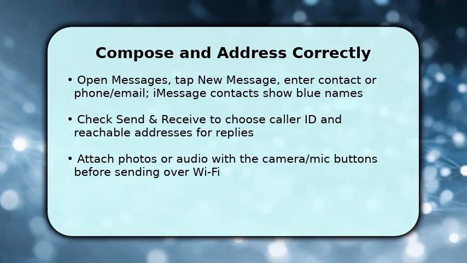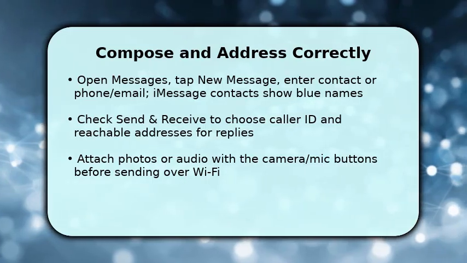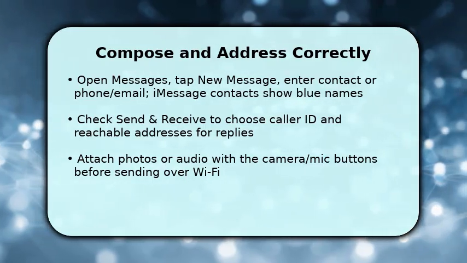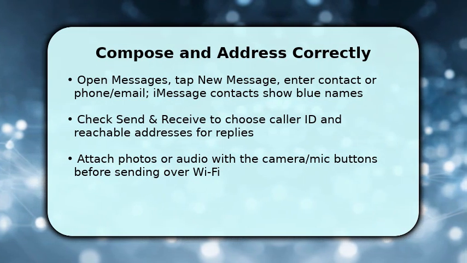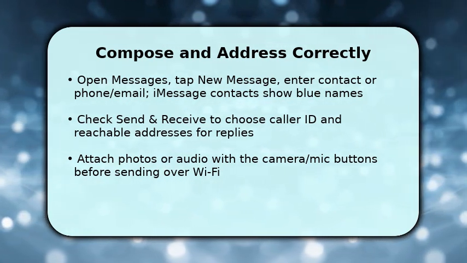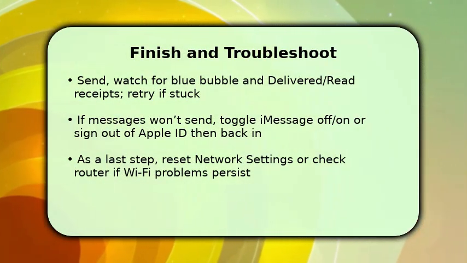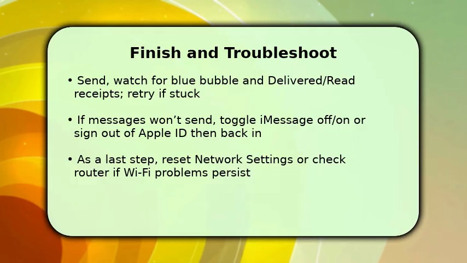When you attach photos, videos, or voice notes, they send over your Wi-Fi connection, conserving cellular data. If a recipient is green, they aren't on iMessage and will use SMS instead. Finish by sending the message and confirming it went over Wi-Fi. Blue bubbles and delivered or read receipts indicate success.